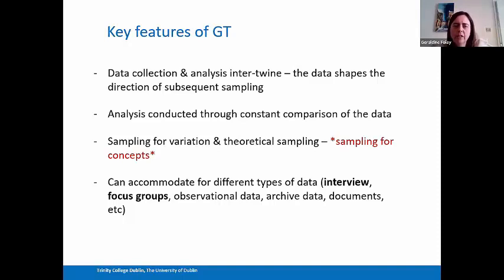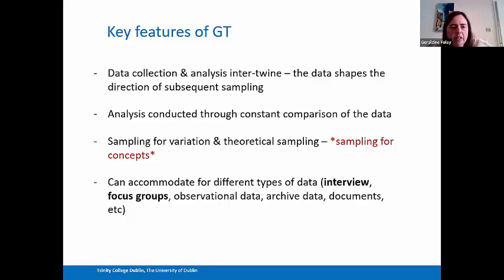Some people will have heard of the term constant comparison, or the constant comparative technique. That is not specific to GT, although it evolved from GT. It's simply where you compare data against data to build theory, to build more data. That is an inductive process, versus a deductive process, which would be more along the lines of content analysis.